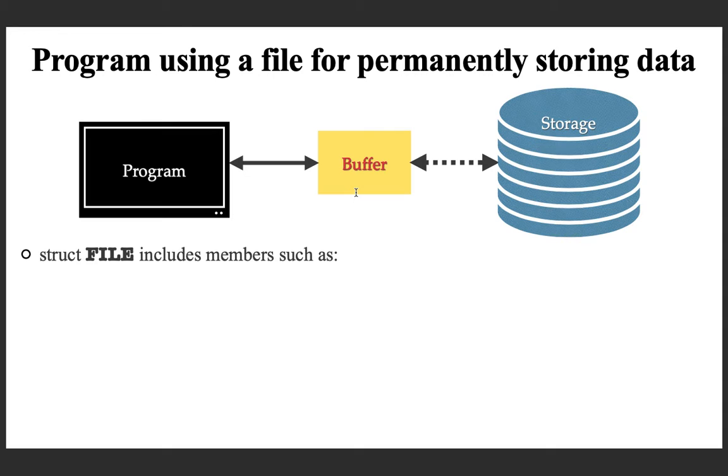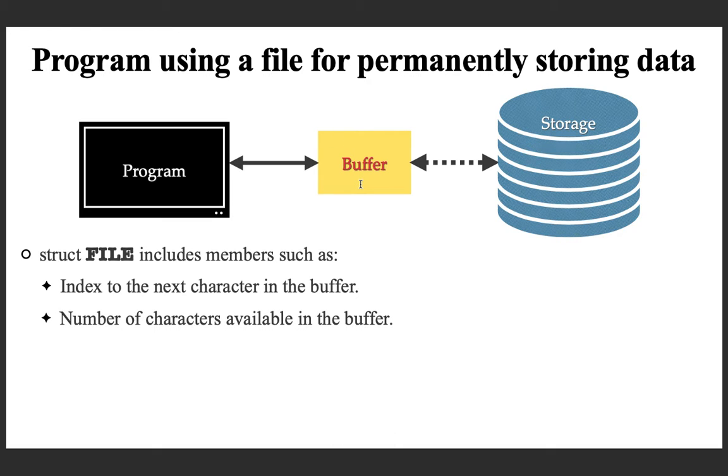The structure contains basic information that you need to access the buffer. The buffer is the temporary data storage in the RAM to which you can write data or from which you can read data, and this is actually representing the file on the storage. For that you need a number of fields in the structure, which includes the index to the next character in the buffer. You can view it like a single dimensional array of characters. So there is an index which shows what is the next character in this file, which actually is in the buffer. It also contains a field which shows the number of characters available in the buffer.